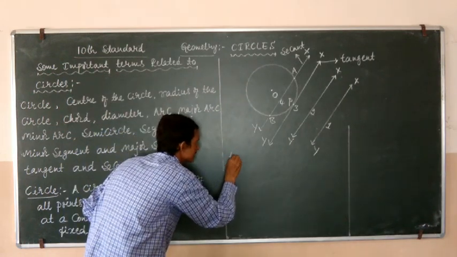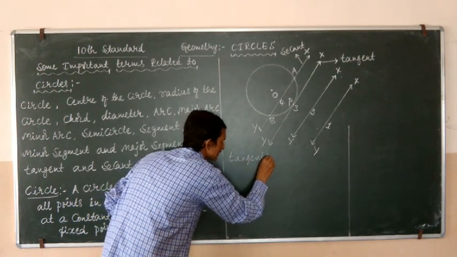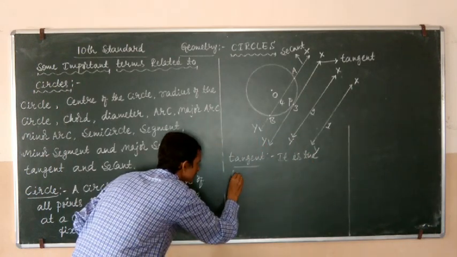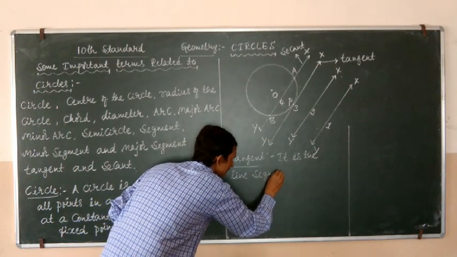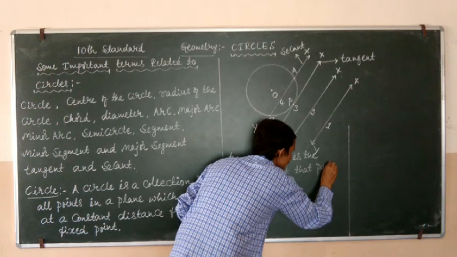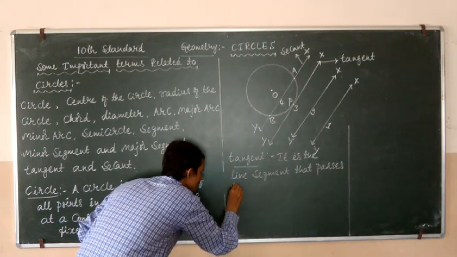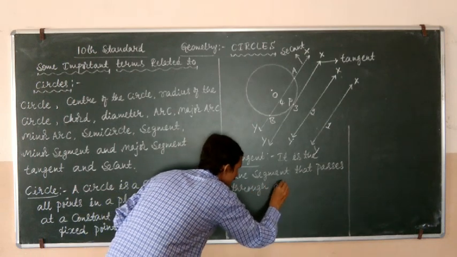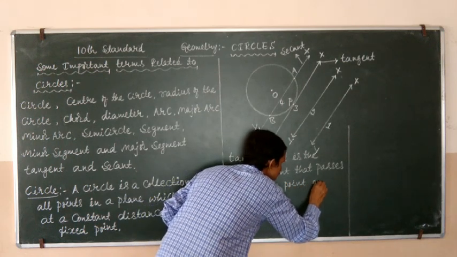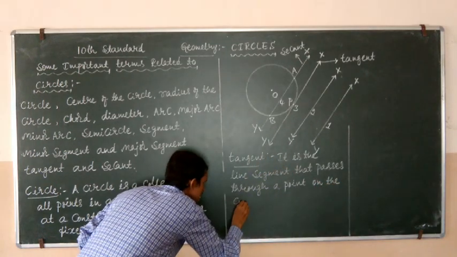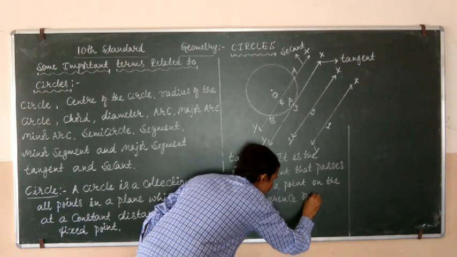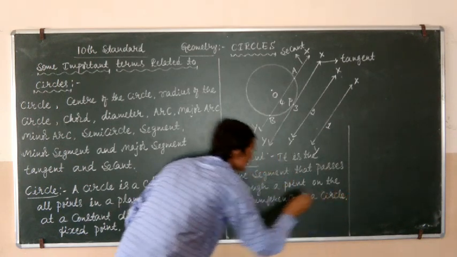So therefore, tangent means it is a line segment that passes through a point on the circumference of a circle.